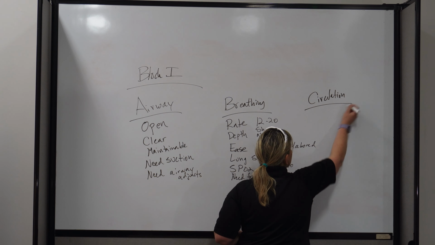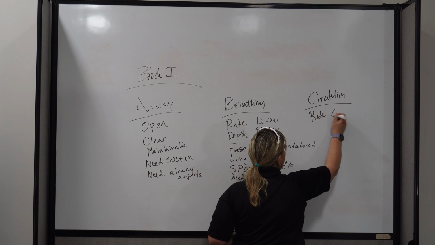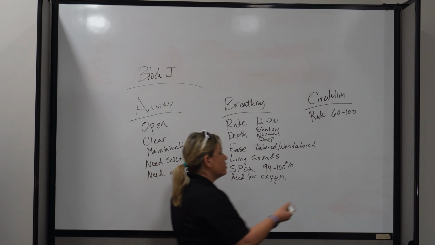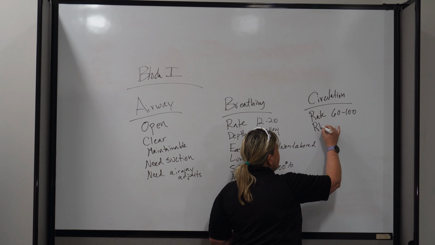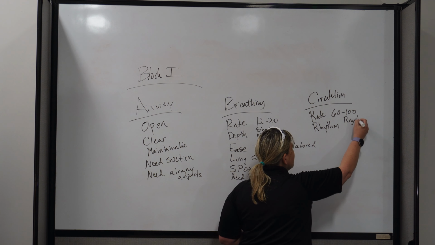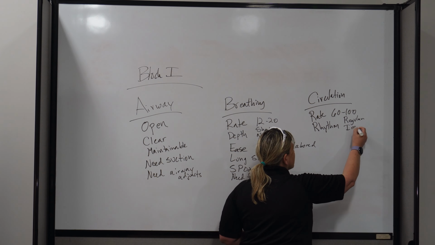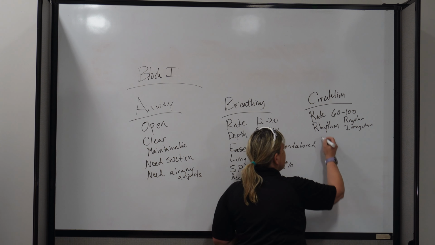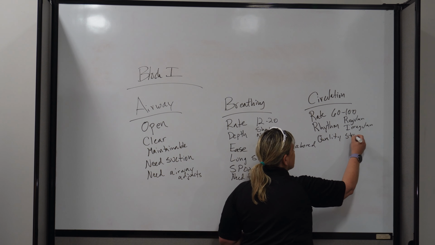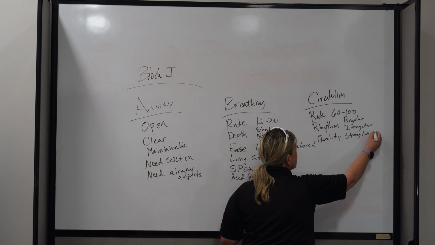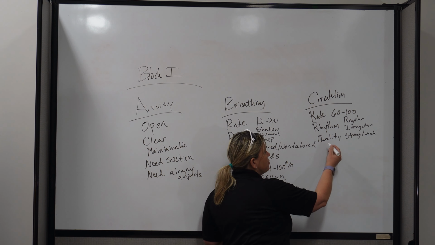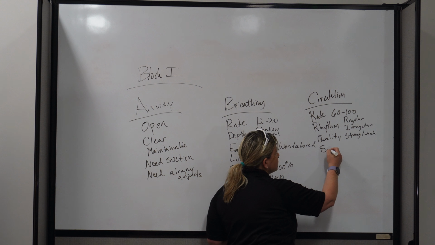Okay, with circulation, we're looking for the rate of the pulse. Remember, average adult pulse rate is going to be 60 to 100. We're going to look at rhythm. So is that rhythm regular or is it irregular? Okay, and then we're going to look at quality. So is my pulse strong or is it weak? And then once I finish checking my pulse, then I'm going to move on to skin signs, okay?